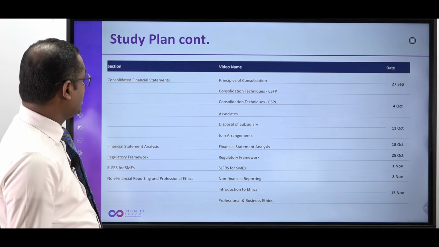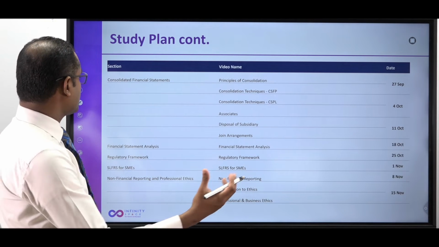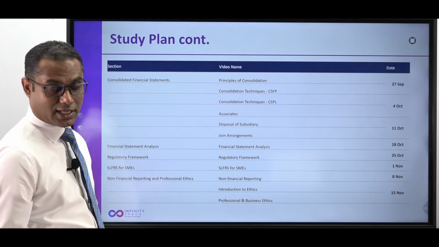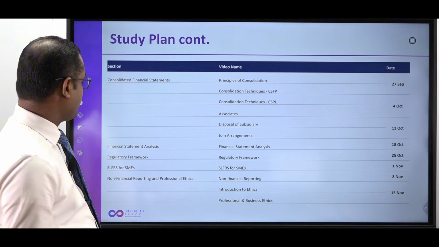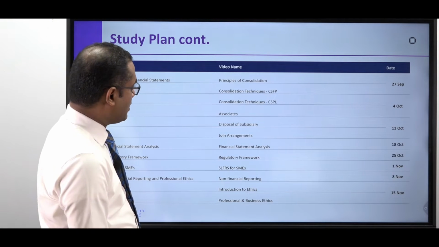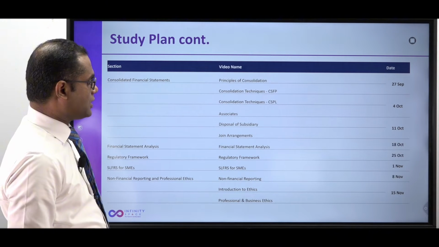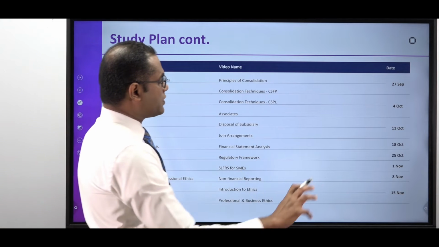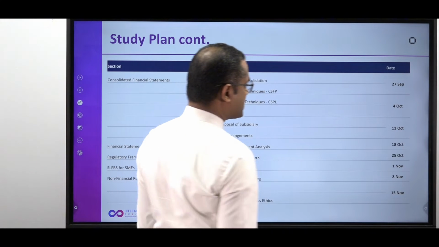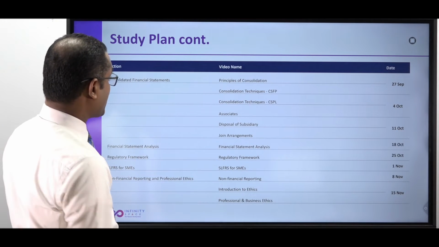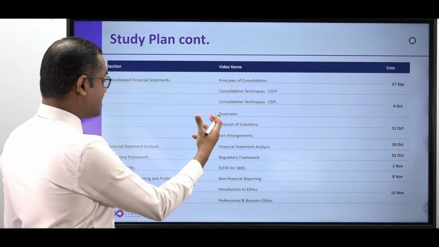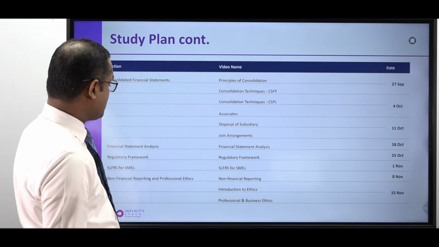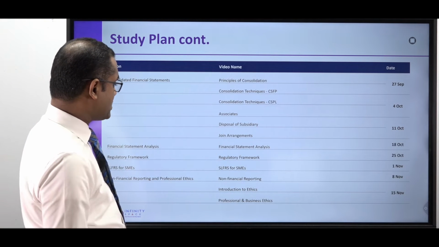Thereafter, I am moving to the next important area of the syllabus, that is consolidated financial statements, which carries 20% of the weightage of your syllabus, and there are a few videos relevant to consolidation. So I'll be uploading those videos starting from 27th September onwards. So principles of consolidation, basics of consolidation, then the consolidation techniques, associates, disposal of subsidiaries, joint arrangements, right?